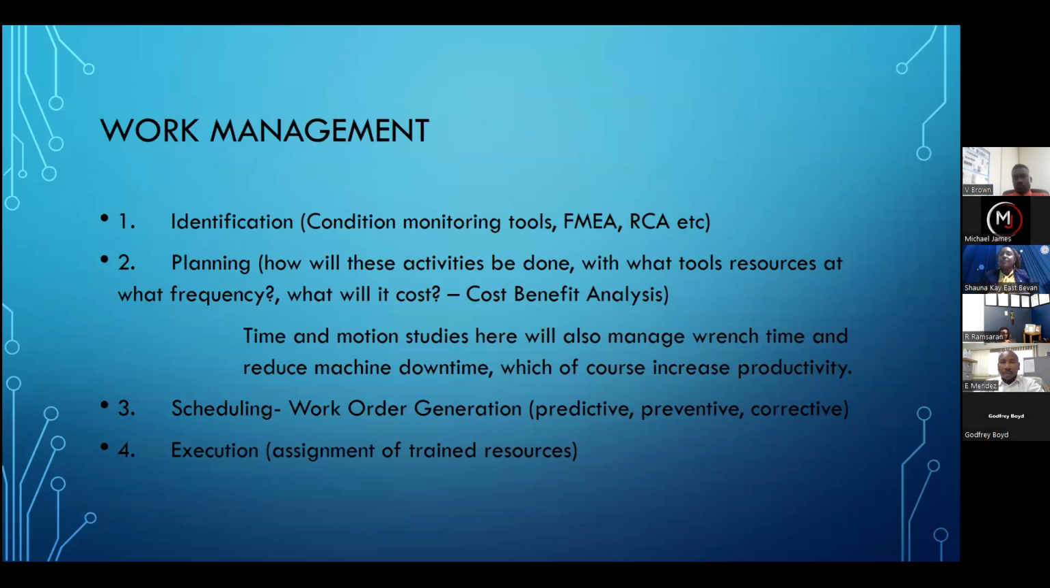What equipment am I going to do it on? When will equipment be available? How long will it take? What tools and resources do I need? How much will it cost? We consider all of that. And in some instances, that time and motion study is important so that we can be as lean as possible in terms of how we schedule and execute maintenance or predictive activities. Scheduling, of course, and of course, the execution at the culmination of the plan, all right?